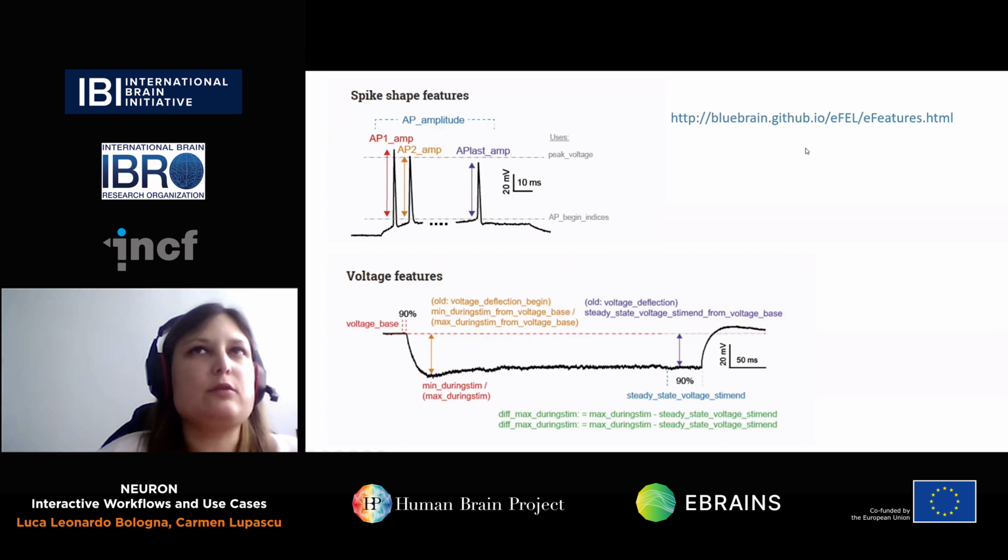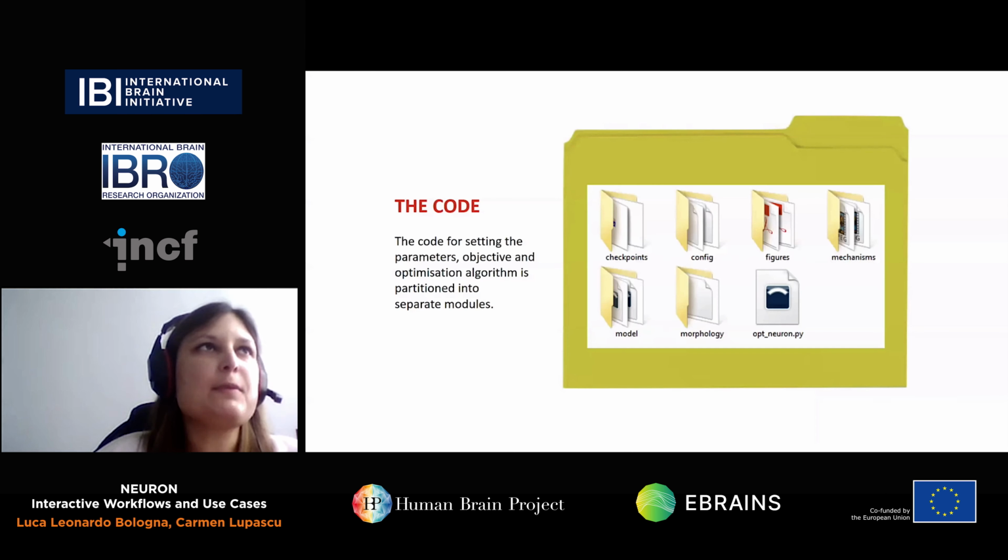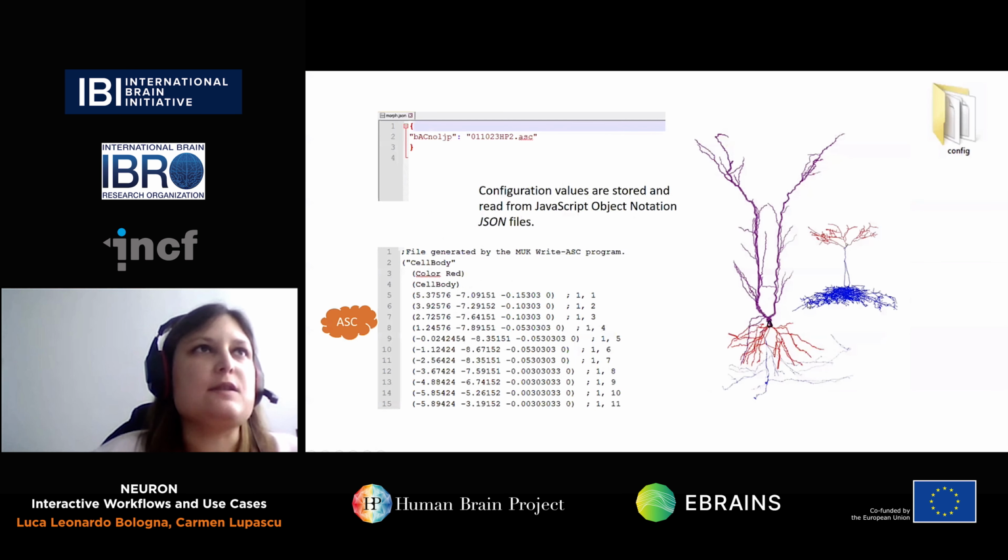You have here a website where you can further visualize all the available features. And the code for setting the parameters, the objective and the optimization algorithm is partitioned into separate modules that we'll see now. So we have a checkpoints folder, a config folder, figures, mechanism, model, morphology, and an important Python script that will help us to do the whole optimization. So in the config folder, we will see that some JSON files are available.